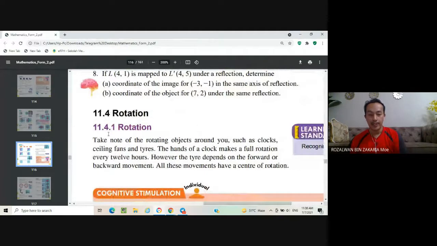11.4.1 rotation. Take note of the rotating objects around you, such as clock, ceiling fan, and tires. The hand of a clock makes a full rotation every 12 hours. However, the tire depends on the forward or backward movement. All these movements have a center of rotation.